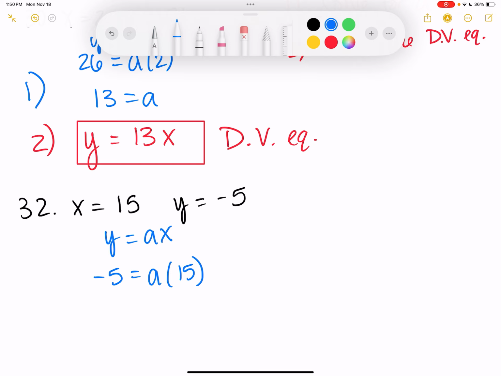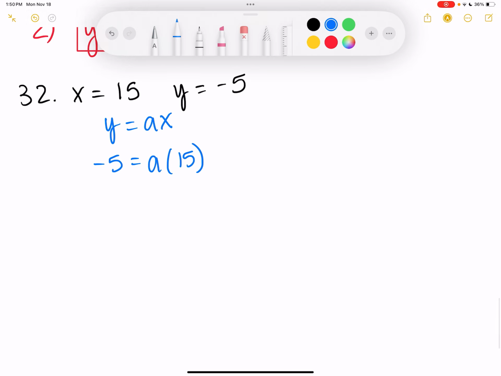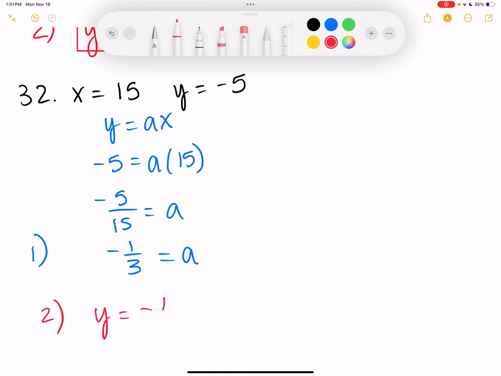How do I get a by itself? Divide by 15. So I have negative 5 over 15 equals a. Does that reduce? Yes, negative 1/3 equals a. Now I need to rewrite my direct variation equation. This is just part 1. What is my direct variation equation? Y equals negative 1/3 x. Y equals negative 1/3 x. This is my answer right here.